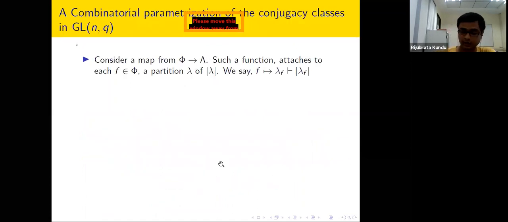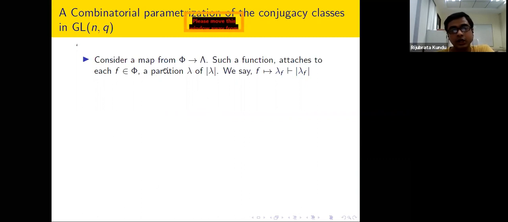Now, to define the cycle index in GL(n, q), what we need is a combinatorial parameterization of conjugacy classes in GL(n, q). To keep a perspective in mind, think of the example of S_n, where the conjugacy classes are parameterized by partitions of n. So something similar will be done here. Here is how we do it.